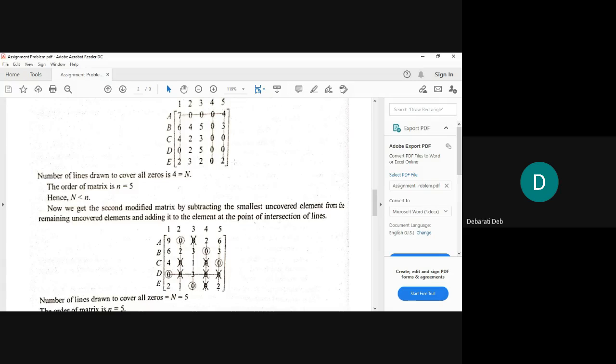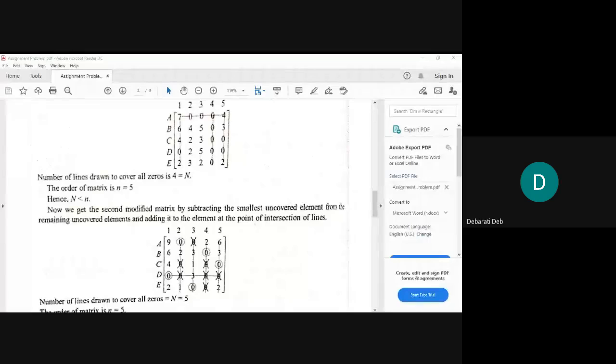The rest of the elements will not change, since they were all covered by the vertical lines. In the fourth and fifth column, we had covered all the elements. Other than 0 and 4, nothing will change. 0 and 4 are changing because they are intersecting points. That's why we are adding the minimum uncovered element. Any doubt, please ask, while I am taking the attendance.